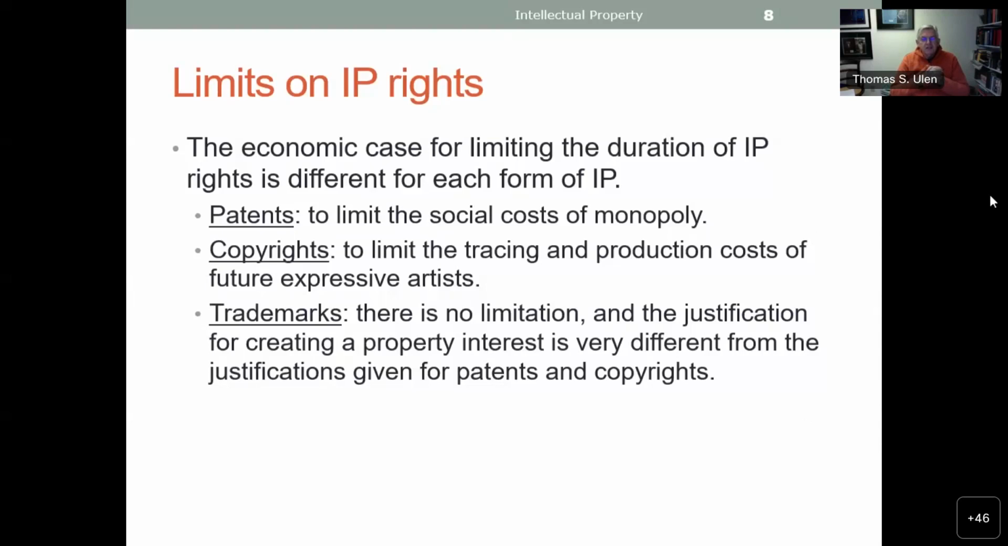Intellectual property rights are limited by time. In the case of patents, they're limited for 20 years from the date of filing for patent protection. In the case of copyright, the copyright is limited to the author's life or the creator's life plus 70 years. Trademarks are an exception. For trademarks, which I'll describe briefly, there is no limitation. They can go on forever.